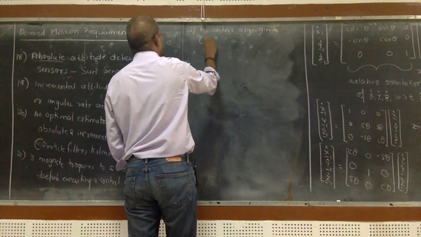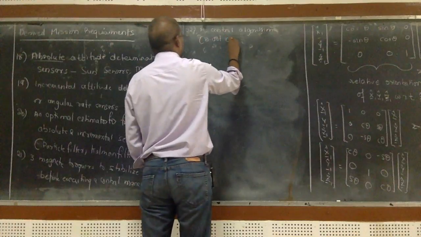And I'm going to give you an example. It's called a D dot controller.